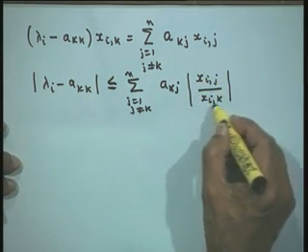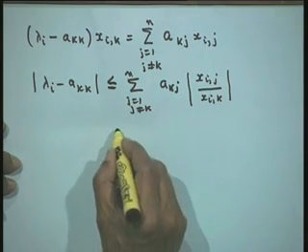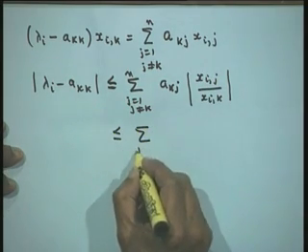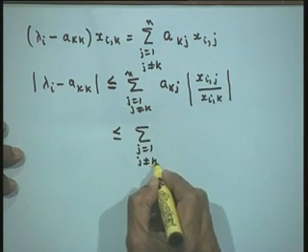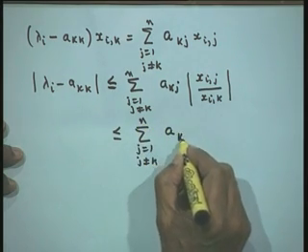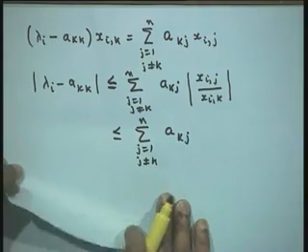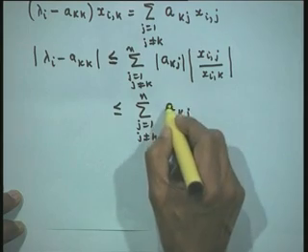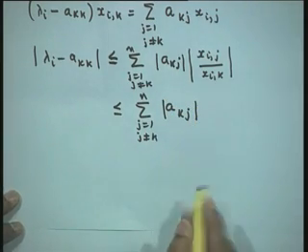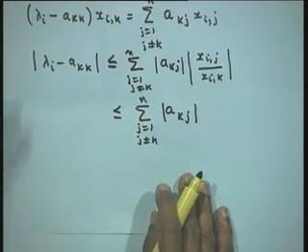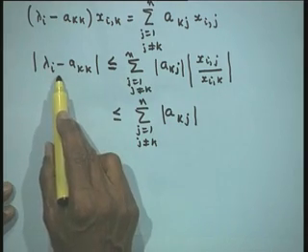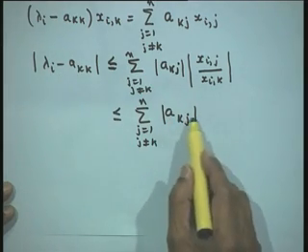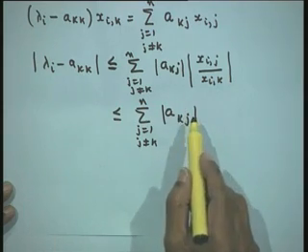But these ratios are all strictly less than 1. Therefore this would imply that this is less than or equal to the sum over j equal to 1 of modulus of akj. If you just compare what we have taken, the absolute row sum of which one element has gone to the left hand side combined with lambda minus aii, and these are the remaining elements, and this is the sum of the magnitudes of these remaining elements.